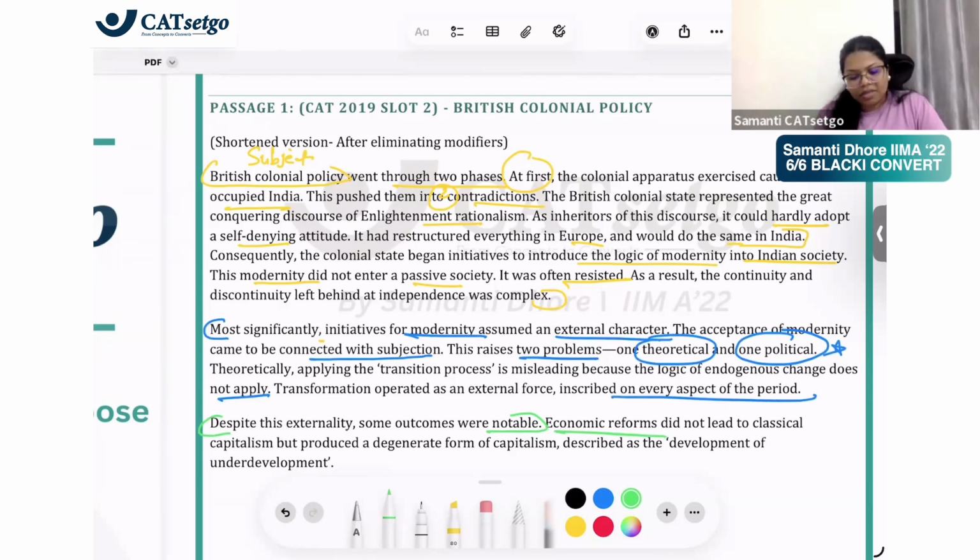But जो economic reforms हैं, it did not lead to classical capitalism, but produced a degenerate form. Degenerate मतलब टूटा फूटा, broken, right? So economic transformation also it tried to bring, but it had a very degenerated form, which is described as development of underdevelopment. But whatever was underdeveloped became more underdeveloped because कहीं कहीं पे you got modernity, capitalism, and everything grew, and कहीं पे it left broken systems because people कहीं के नहीं रहे. They couldn't believe what is new, they couldn't believe what is old, and they were left confused, and it is all a broken system. So this is what the passage means.